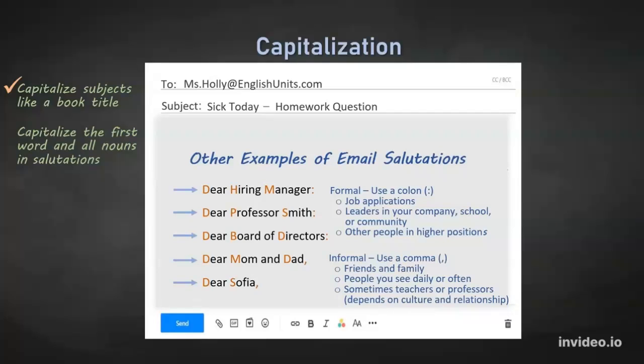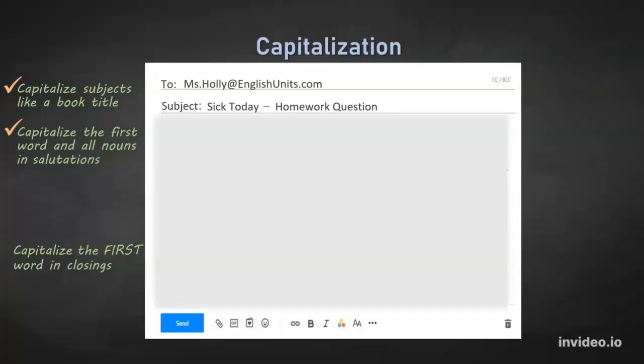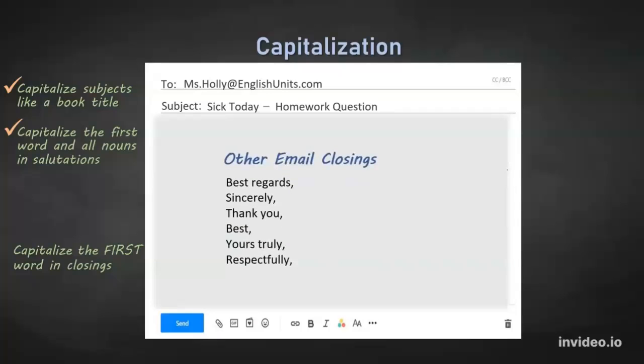Now let's talk about the closing. In the closing, you capitalize only the first word. The second word in a closing should not be capitalized. Here's some examples of other email closings that are formal, professional, and will work in almost any situation. Best regards, sincerely, thank you, best, yours truly, and respectfully.